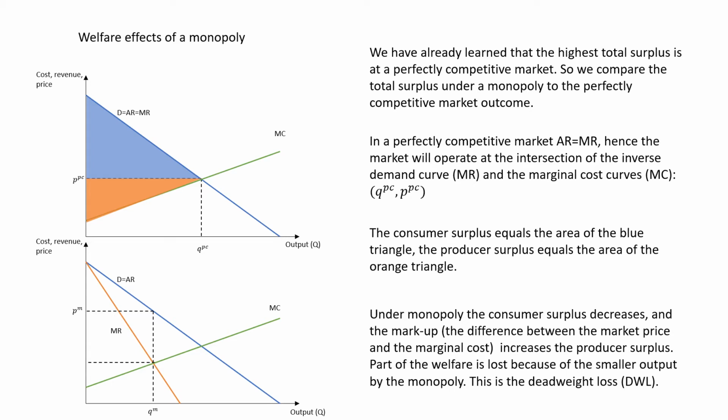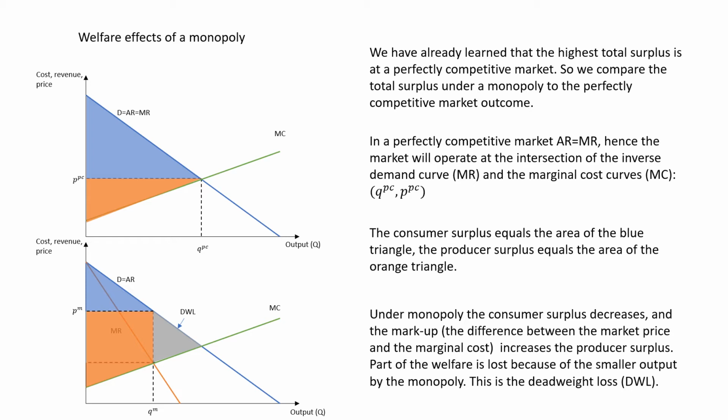Let us see what happens to the surpluses. The blue triangle's area becomes smaller than before, which shows us that as a result of the monopoly, the consumer surplus will reduce. Even though the production level will decrease because of the higher sale price, the producer surplus, here this orange trapezoid, is going to have a larger area than the orange triangle in the case of perfect competition.